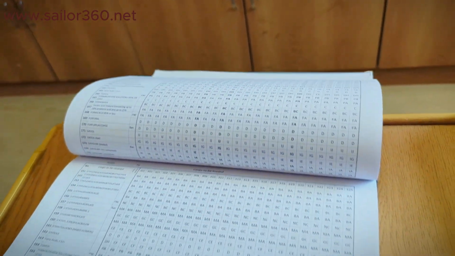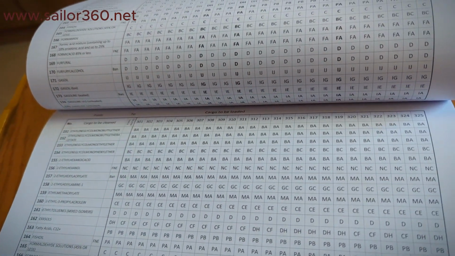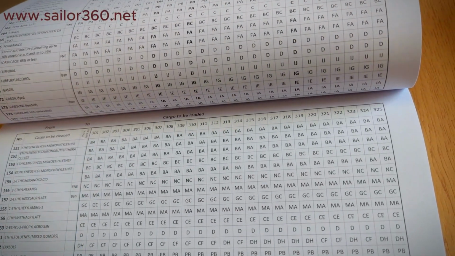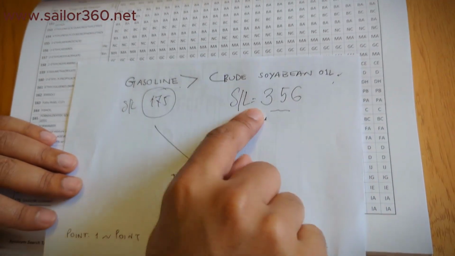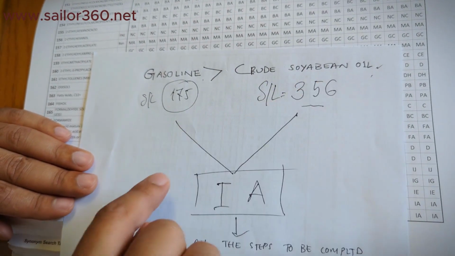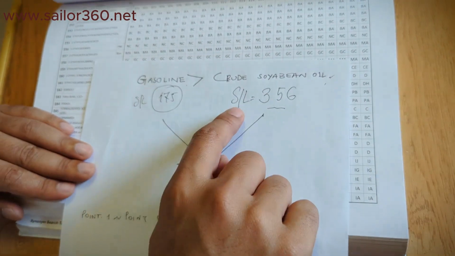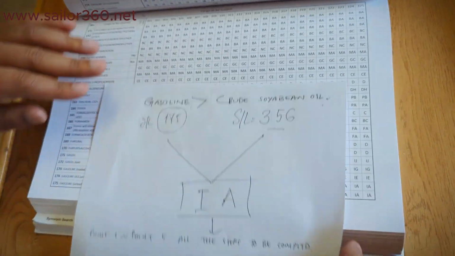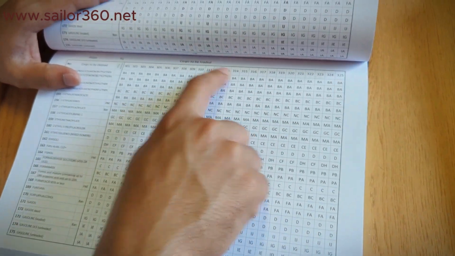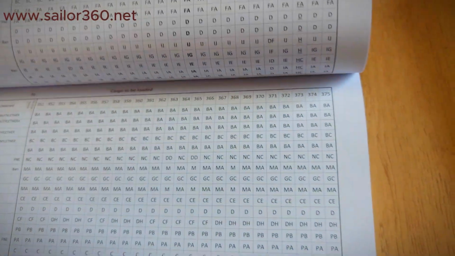Now we have to get back to gasoline because we are planning to clean the gasoline tank, and the cargo to load will be serial number 356. We have written here for our record serial number 356, soybean oil. Crude soybean oil and soybean oil will be the same here. So serial number 356, we will look for it now. Here is the serial number.